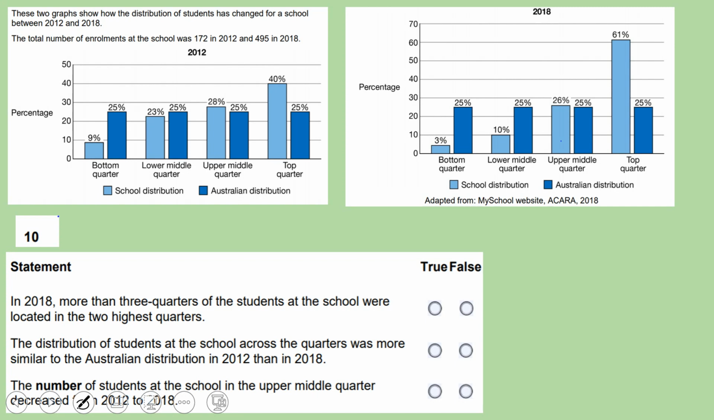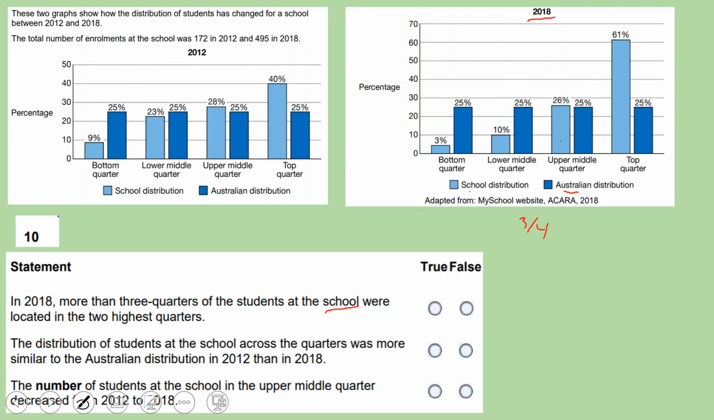Question 10. In 2018, more than 3/4 of the students at the school were located in the 2 highest quarters. So we're looking at 2018, and it's saying more than 3/4 of the students at the school were located in the 2 highest quarters. So it's saying school, so it's not saying Australian distribution, it's saying the school one. So we're looking at light blue, more than 3/4.